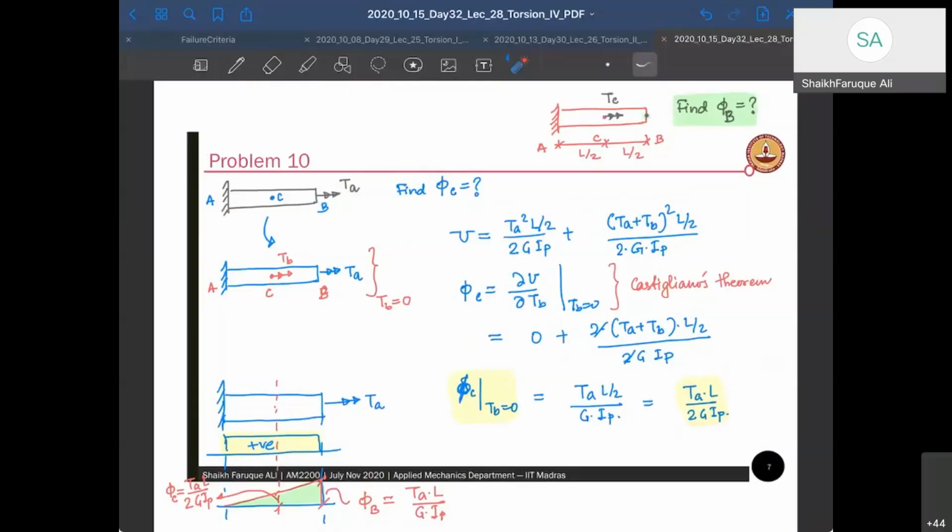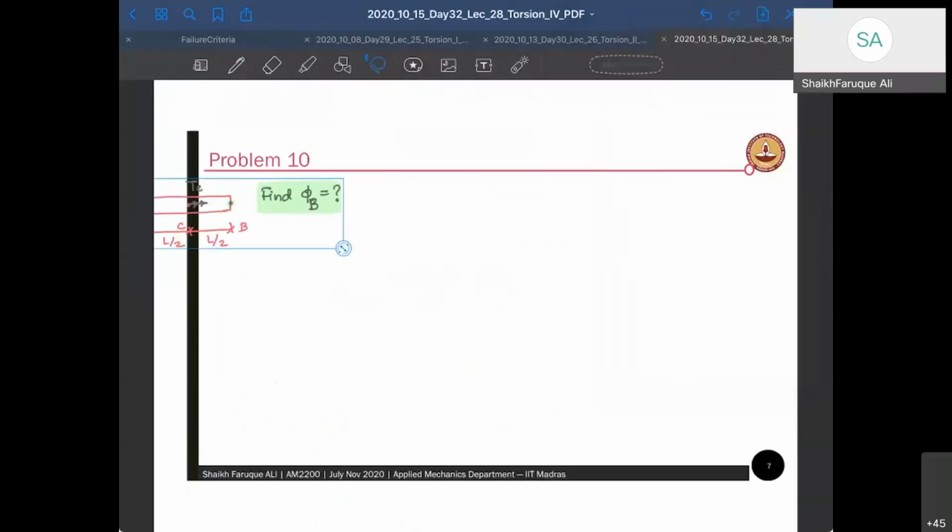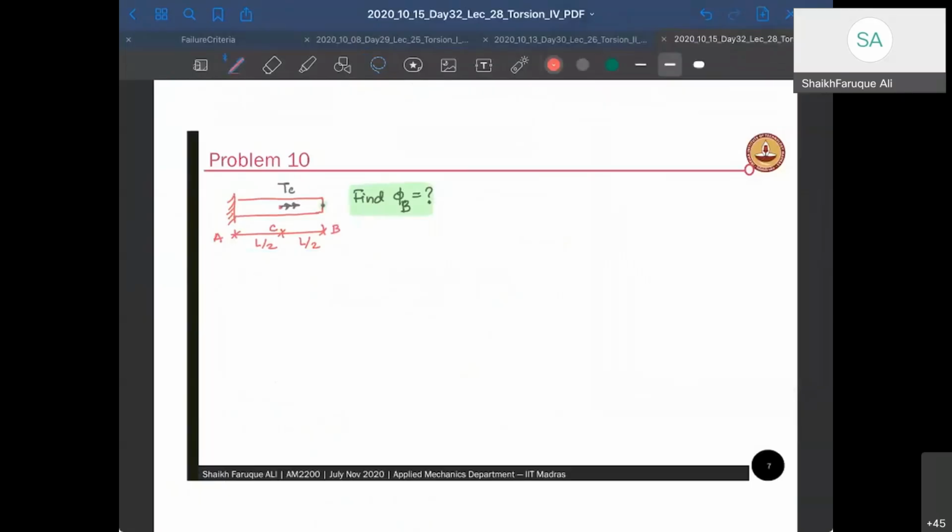Can you solve this problem? What does this problem tell? It tells that again I have the same shaft, but the load is at TC. Okay, the load is at L by 2, so the torque is given at L by 2. And you have been asked to find the twist at phi B. Use both the methods.